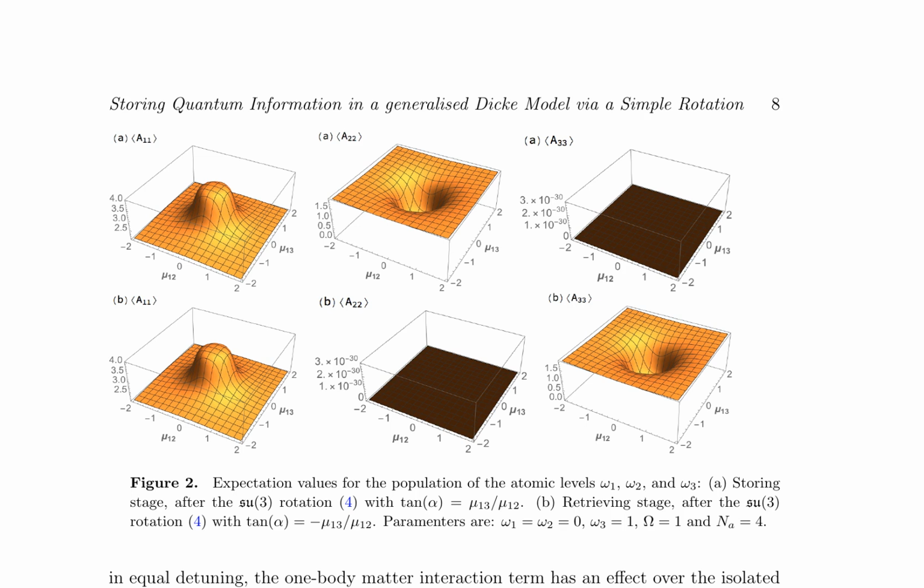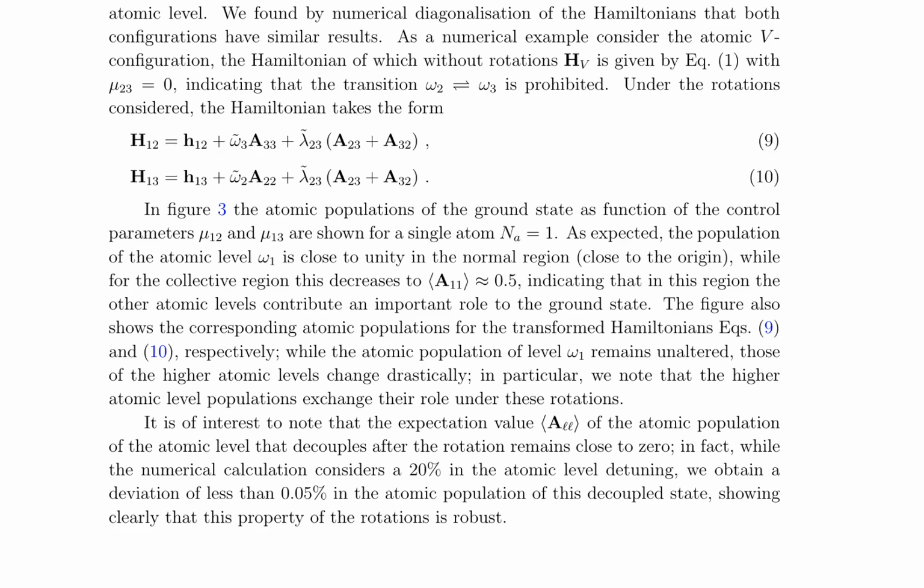The research discusses storing quantum information in a generalized Dicke model via simple rotations, involving quantum Rabi oscillations in qubits formed by levels omega-2 and omega-3, with the stored information retrieved by switching to Rabi oscillations in the qubit omega-1 and omega-3. Numerical results show the robustness of this method, even with non-degenerate atomic levels.